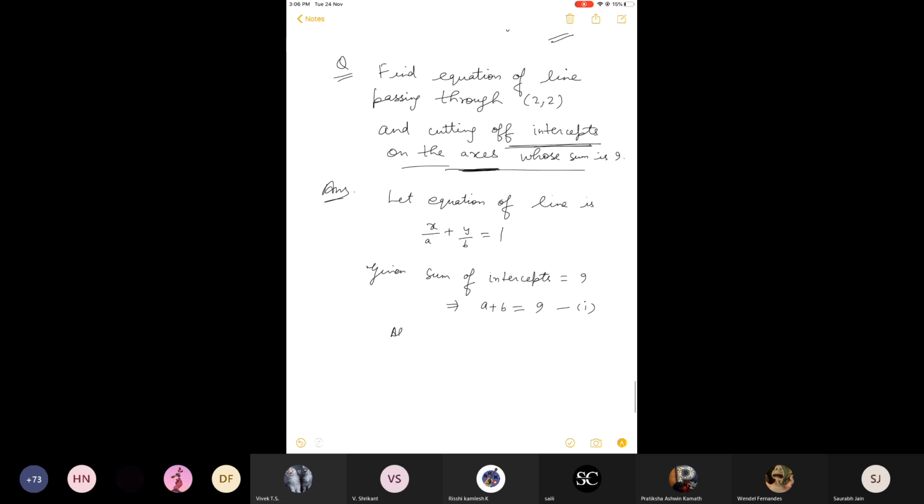Also line passes through 2, 2. How we can use this result? Line passes through 2, 2. How to use this result? What is the meaning of this line passes through 2, 2? How you will use this information?